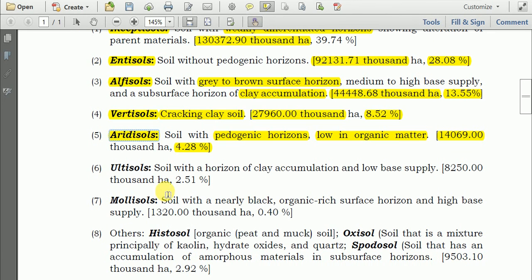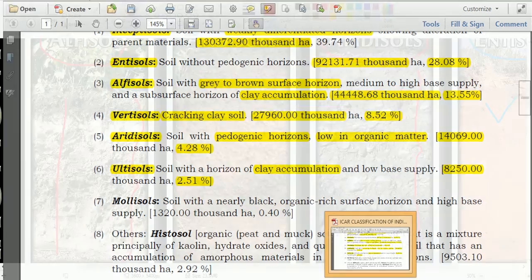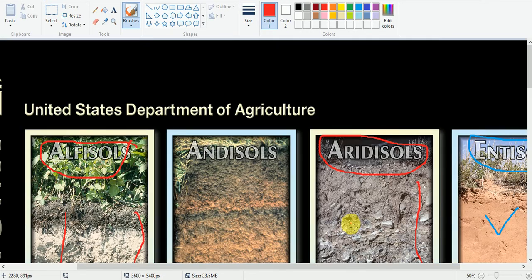And next we have Ultisols: soil with a horizon of clay accumulation and a low base supply. So it has clay accumulation, a collection of clay, and this soil covers 8,250,000 hectares, and the percentage here is 2.51%. So let us see Ultisols.